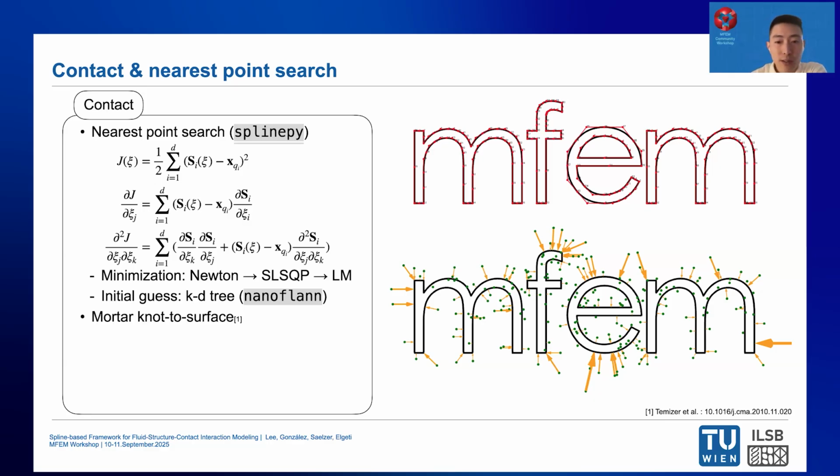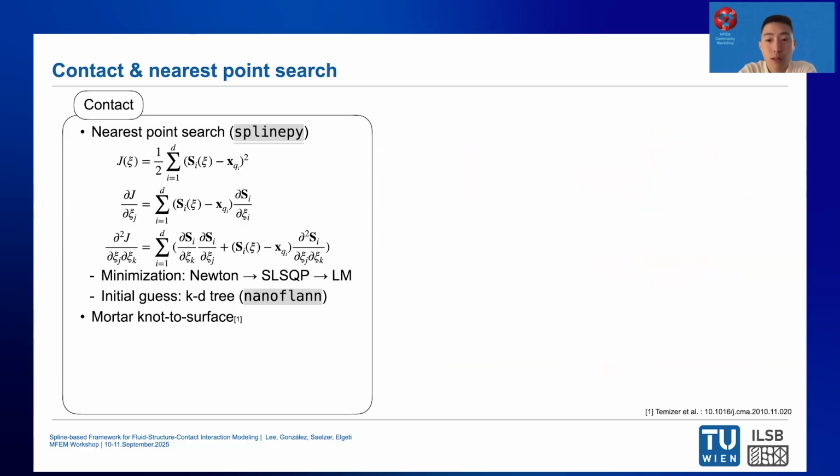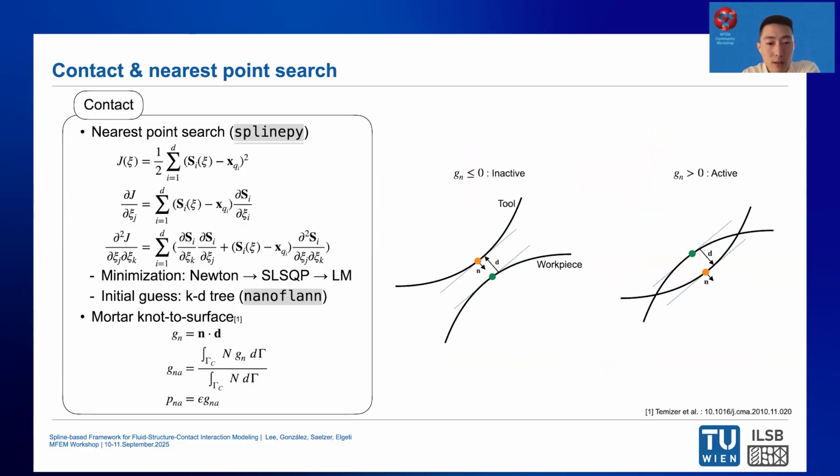Moving to the contact itself. We took a mortar node-to-surface method. This is quite similar to Gauss point-to-surface methods, but the difference is that this formulation uses an average normal gap, and the gap is defined on the control point level, as well as the pressure.